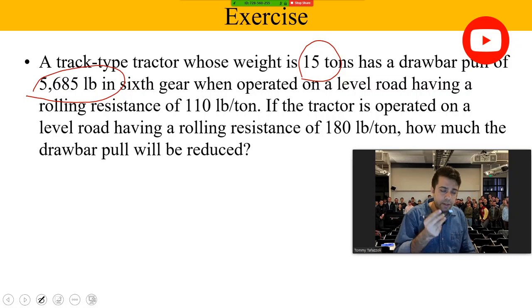When it says on a level road, it means the total resistance is just the rolling resistance because the grade resistance is 0, of 110 pounds. If the tractor is operated on a level road having a rolling resistance of 180, remember the golden number was 110. Here we're dealing with 180, which is 70 pounds per ton more than the golden number for rolling resistance.